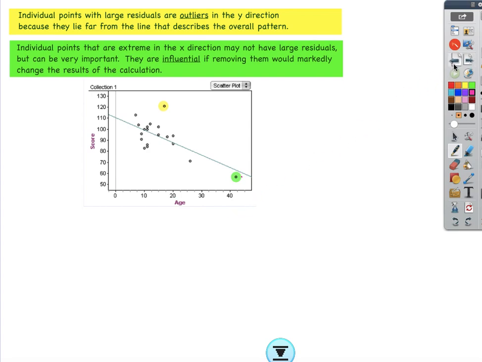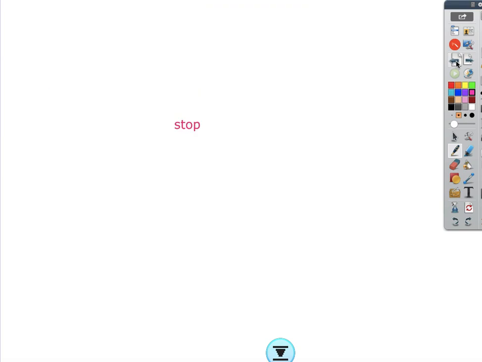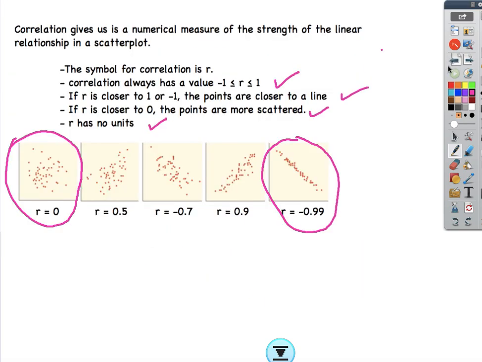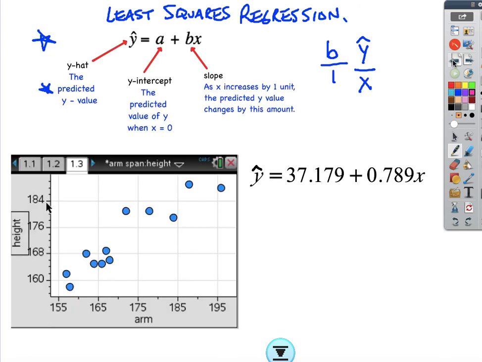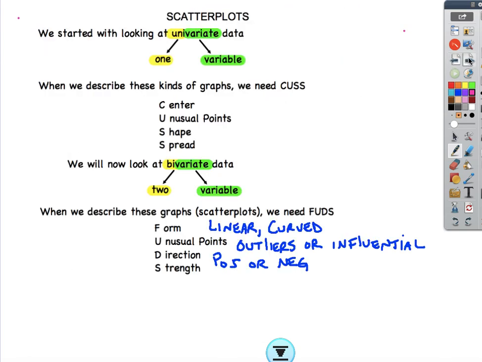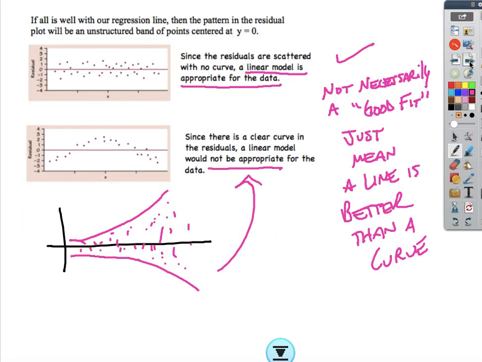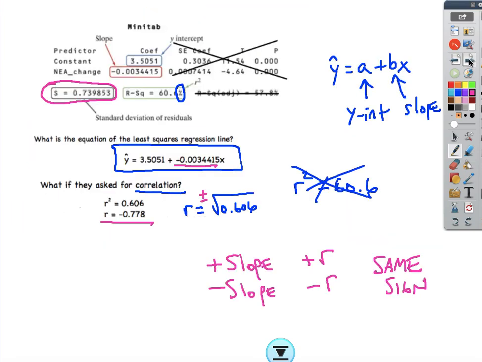I think I talked about R squared on the previous video. Let's look. Maybe I didn't. I thought I did. Oh, here it is. R squared. Remember I said to put that on your list of interpretations. So that was on the previous video. So keep going.